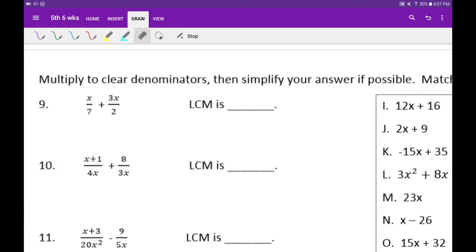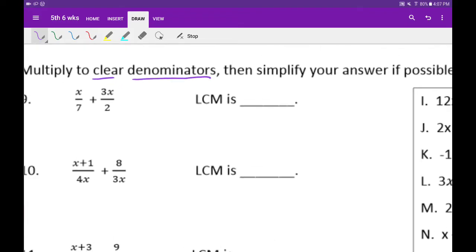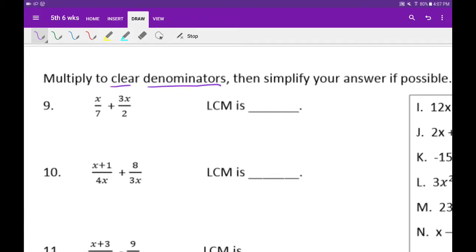Okay, on this one, we're going to use the LCM to clear the denominators on these rational expressions here. And this is one of the steps we need so we can solve these rational equations later. So let's learn how to clear these denominators. First thing, we want to find the LCM of the denominators, 7 and 2, and that's going to be 14. We'll then take this 14 and multiply it to each numerator.